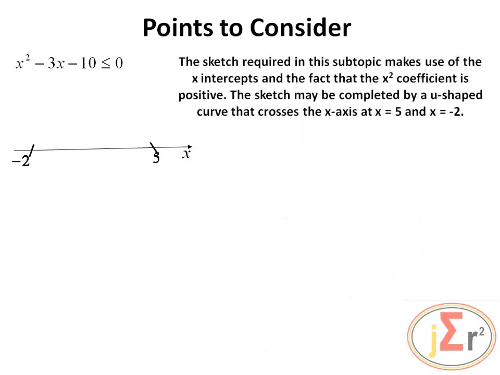So the sketch required in this subtopic makes use of the x-intercepts and the fact that the x squared coefficient is positive. The sketch may be completed by a U-shaped curve that crosses the x-axis at x is equal to 5 and x is equal to negative 2. Do not forget that prior to this we have done an entire topic in the sketching of parabolas.